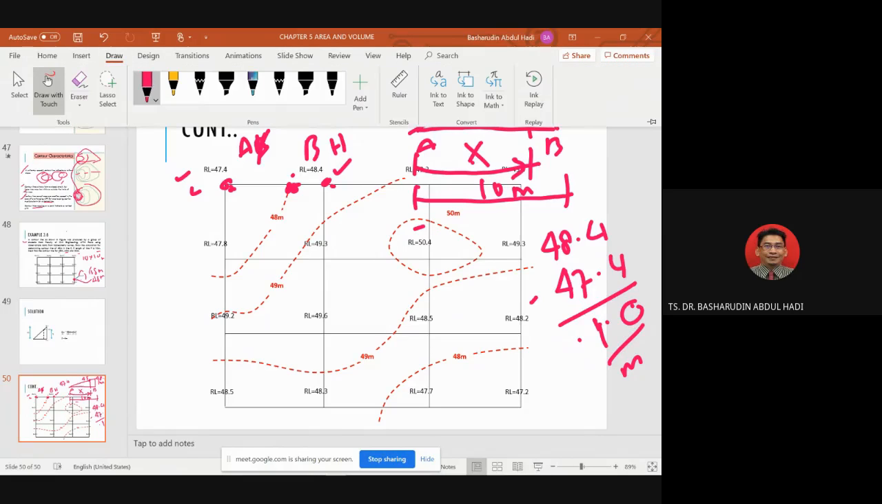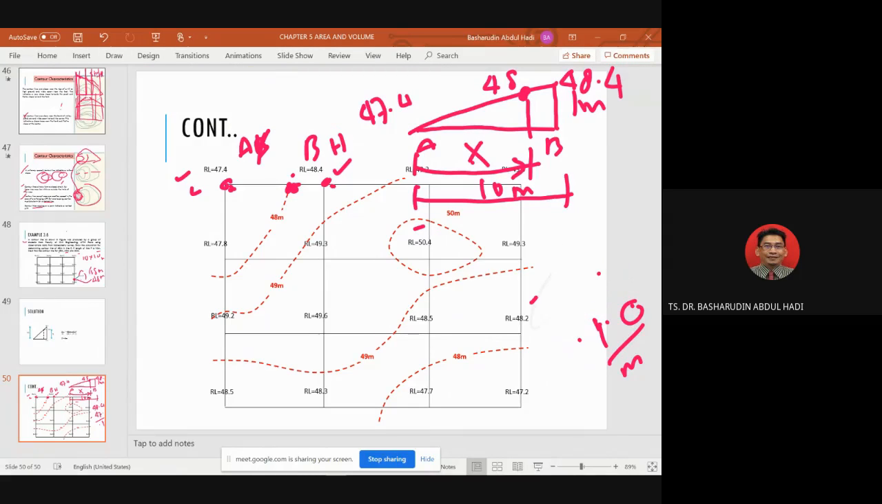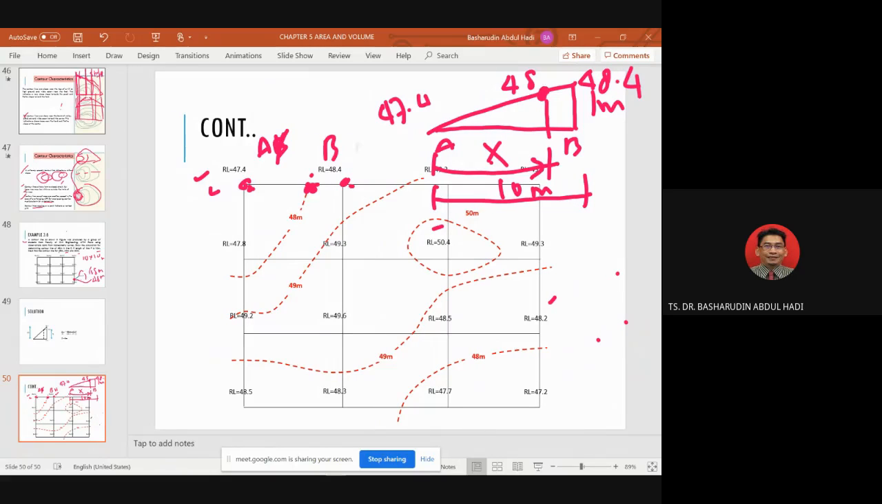Okay, so let me erase this part first. I think you understand this, and this, and this. Okay, so how do we identify X? Based on this formula, we know the X and Y equations. For example, if I get 10 meter in horizontal, you get 1 meter in vertical. 10, so you get 1 meter.